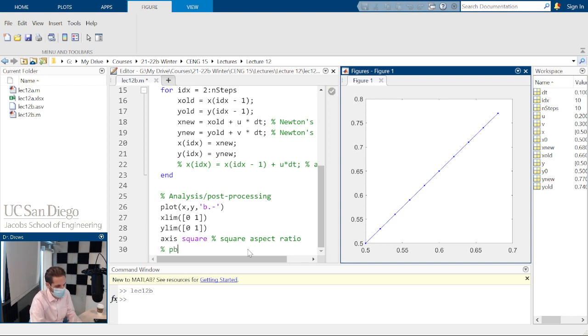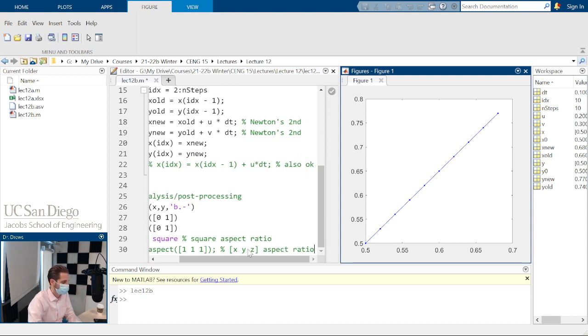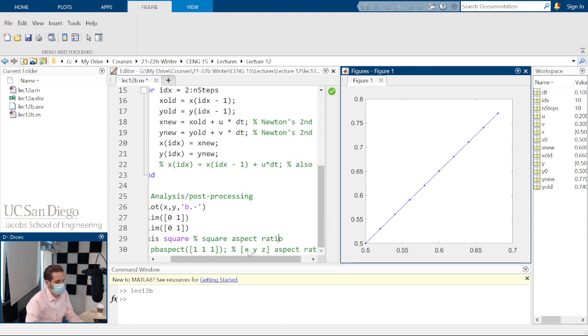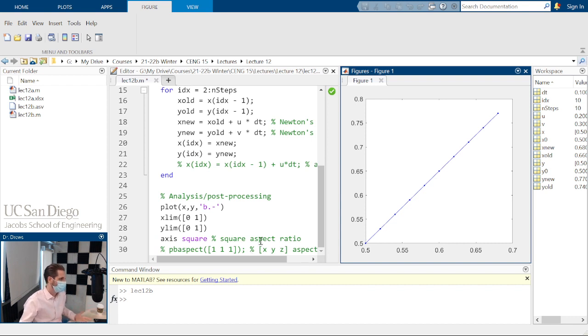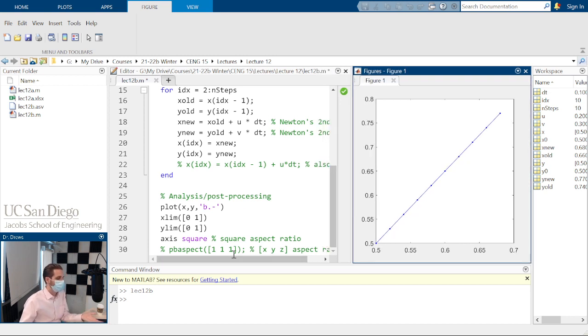There's another way to set aspect ratios, which is called PB aspect. So if you just Google MATLAB set aspect ratio or something like that, you might get one that's PB aspect, and you give it a vector of 3 values. And this gives you your x, your y, and your z aspect ratio. So I only bring that up because that's one of the first things that shows up if you ever Google MATLAB set plot aspect ratio. It works the same way. If you do PB aspect 1 1 1, you'll get the same thing as axis square. So you can use either one. But if you needed it to be like twice as long as it was tall, you could do 2 1 1 or that sort of thing.